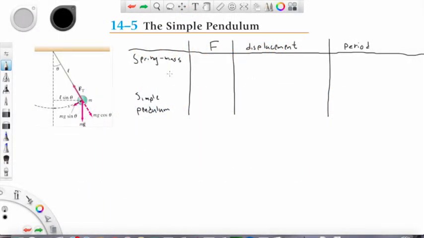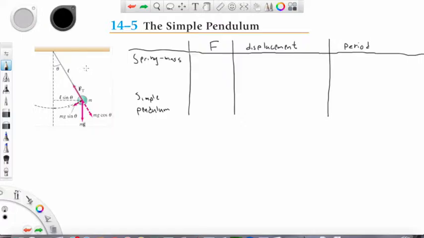The spring mass system that we've been studying in great detail earlier and the simple pendulum have a lot of similarities. But they also have their differences, and I'm going to demonstrate them both in this video. First, let's study the physics of the simple pendulum, which is just a mass suspended by a massless string.